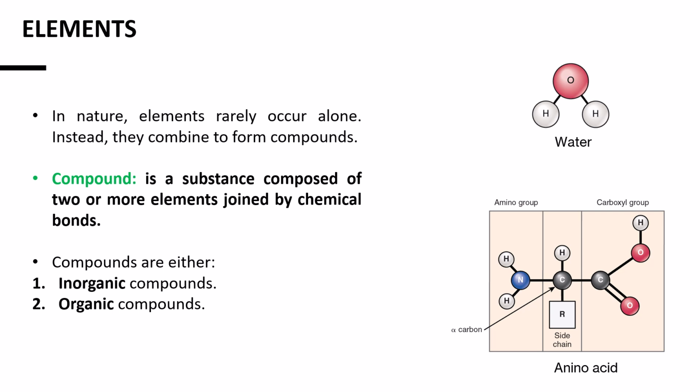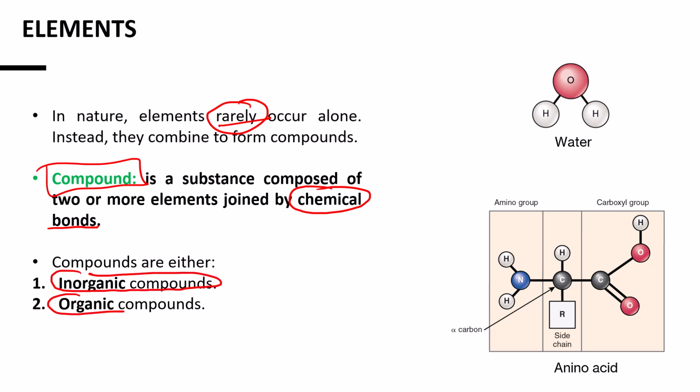As I mentioned before, rarely in nature will you find the elements isolated. Most of the time, the elements will bind or join with other elements, forming what we know as chemical bonds. That's what we know as a compound. So a compound is a substance composed of 2 or more elements joined by a chemical bond. We have, as a broad category, inorganic compounds and organic compounds.